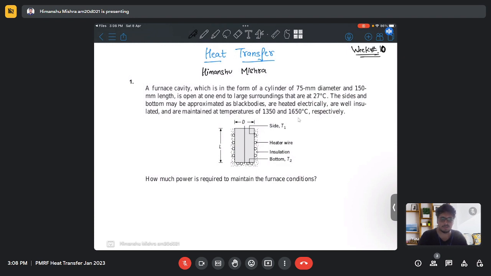So, hello everyone. I am Vanshu Mishra, and for this week we will be solving some problems related to radiation heat transfer, basically radiation exchange between different surfaces. Last week we solved some problems related to boiling and radiation heat transfer. This week we will wrap up radiation heat transfer, and from next week, I guess we will start with the heat exchanger problems. So let's start with the first question.